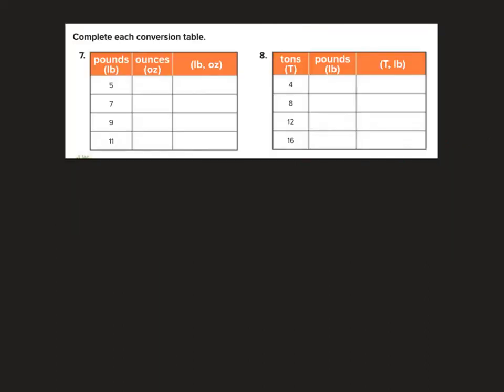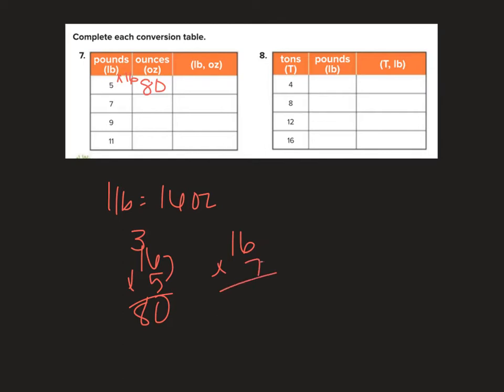All right, complete each conversion table. So 1 pound equals 16 ounces, so I need to be multiplying these by 16. 16 times 5: 5 times 6 is 30, 5 times 1 is 5, so it's going to be 80. 16 times 7: 6 times 7 is 42, 7 times 1 is 7, plus 4 more is 11.